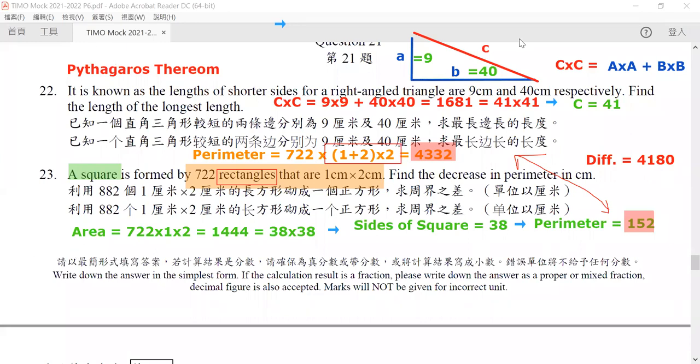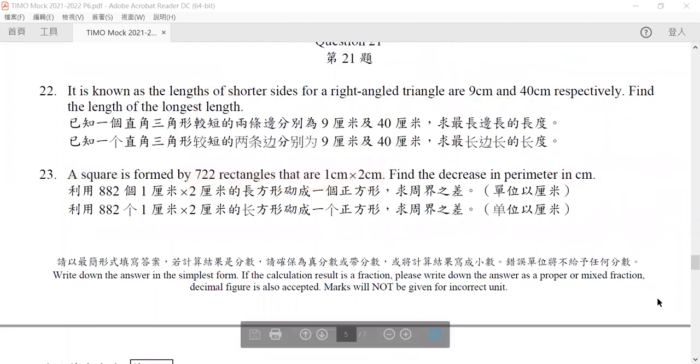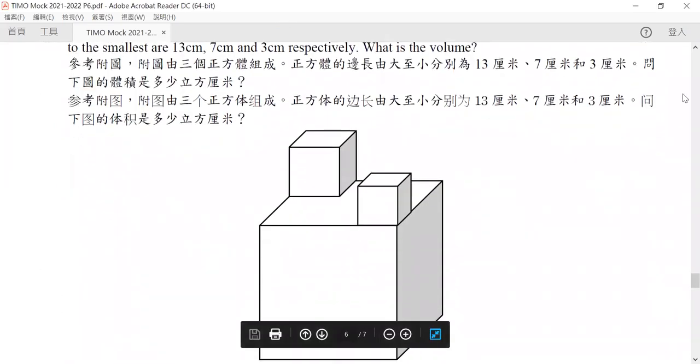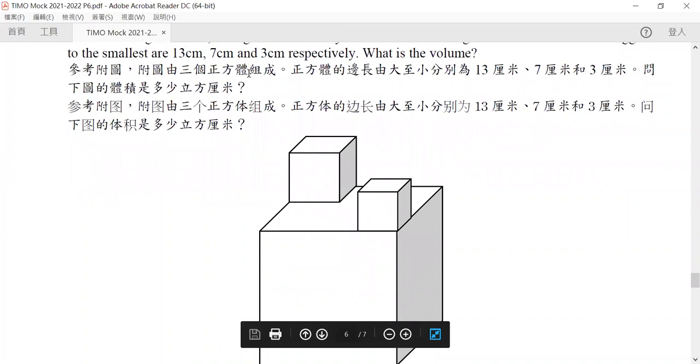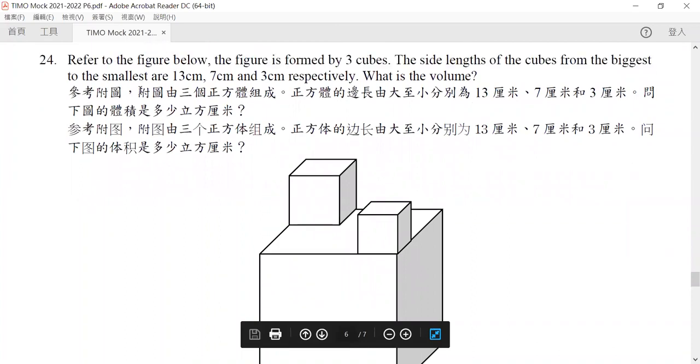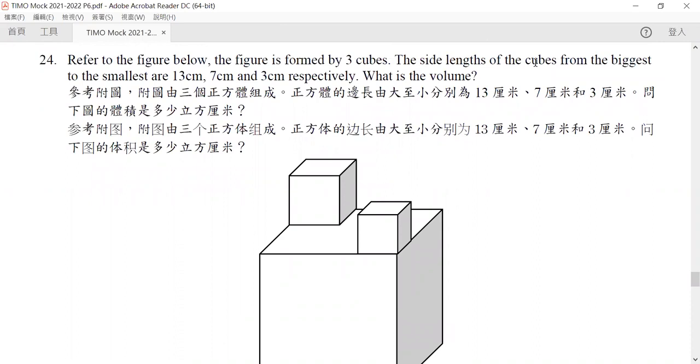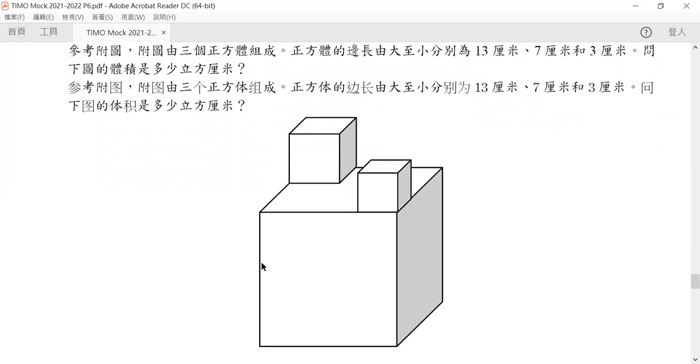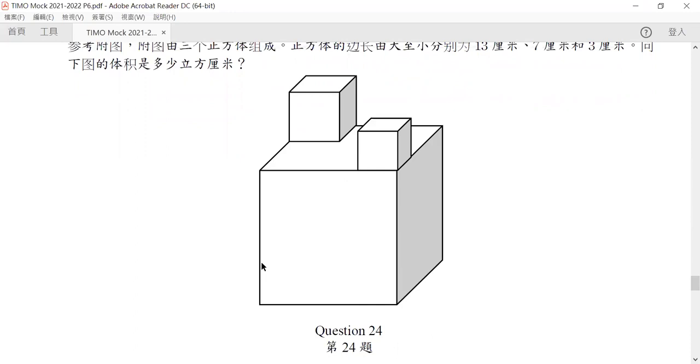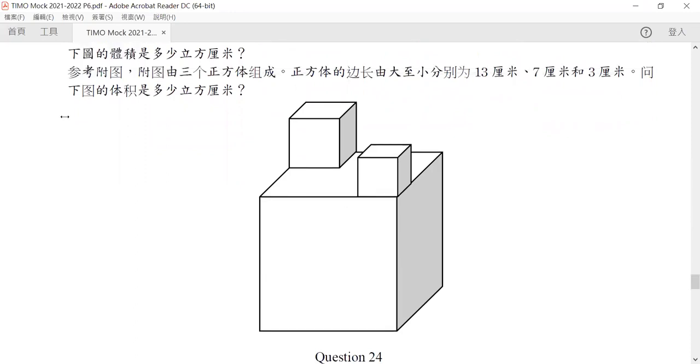Now let's finish this question quickly as the administrator is actually announcing. Refer to the figure below. The figure is formed by three cubes, and the side lengths of the cubes from the biggest to the smallest are 13, 7, and 3 respectively. What is the volume? The volume is just the sum of the volumes of the three cubes.